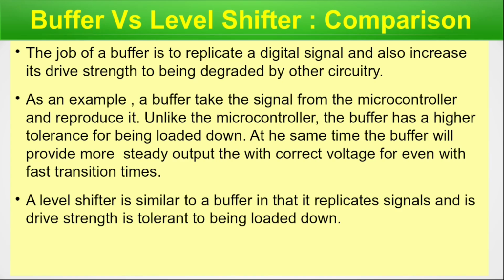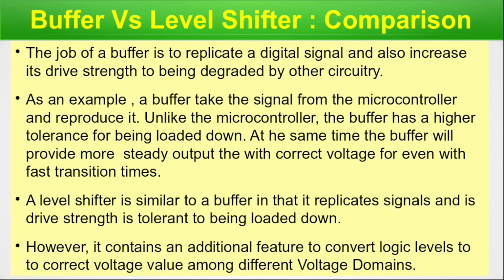This is very similar to the buffering operation between the buffer and the level shifter. However, it contains an additional feature which makes it different from the digital buffer: it converts logic levels to the correct voltage value among different voltage domains. So here, the functioning of a level shifter bifurcates from the functioning of a buffer. We'll take some further details in the upcoming slides. So we are done with this particular slide.